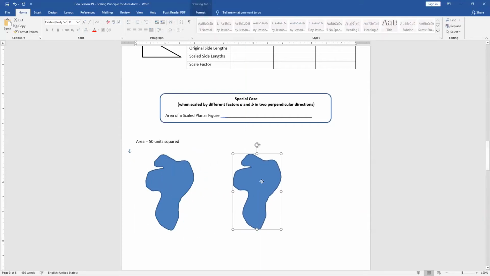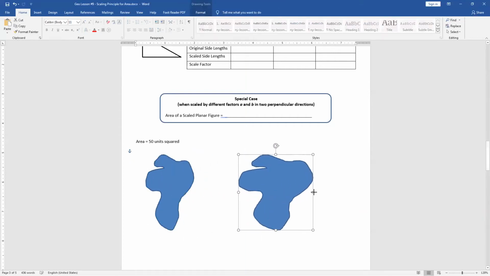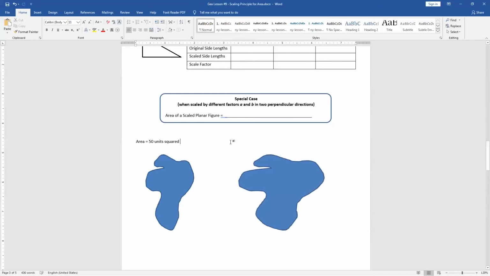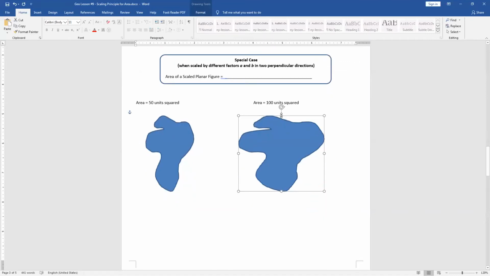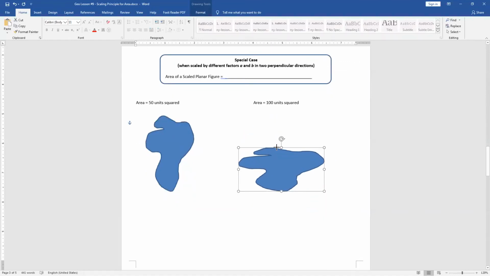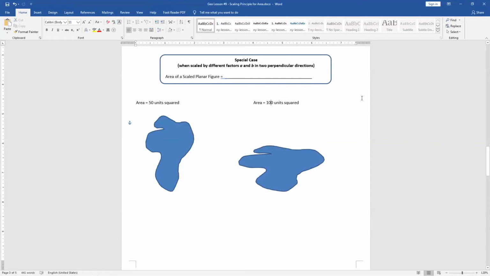So if I take this guy and I scale it horizontally by a factor of 2, only horizontally by a factor of 2, this new area is going to be 100 square units. Right? But then I could also scale it vertically by a different factor.